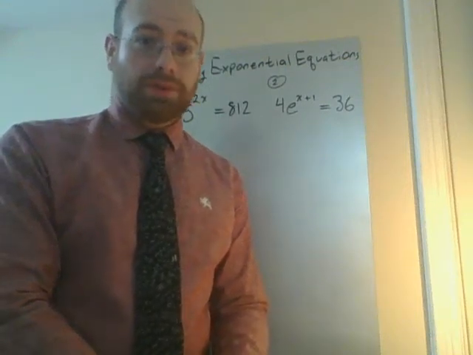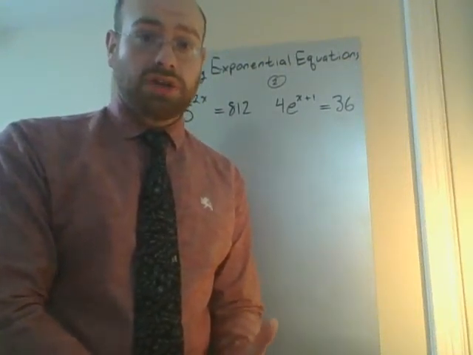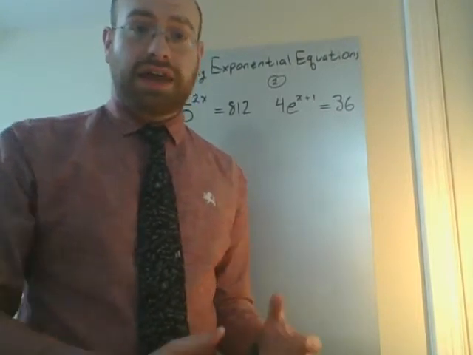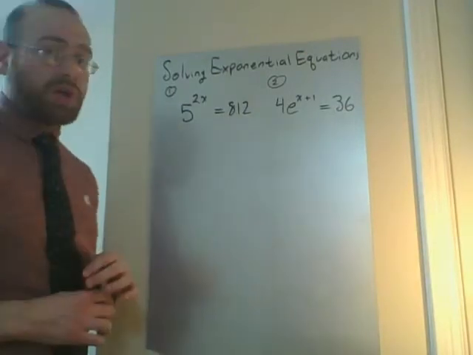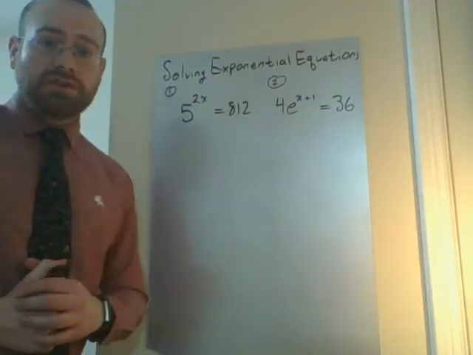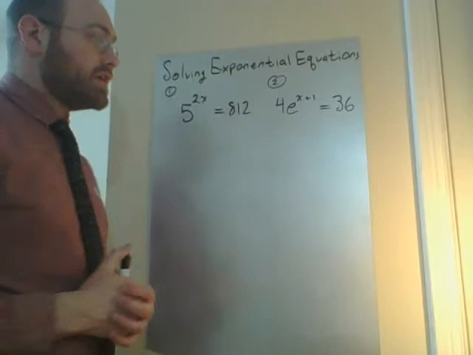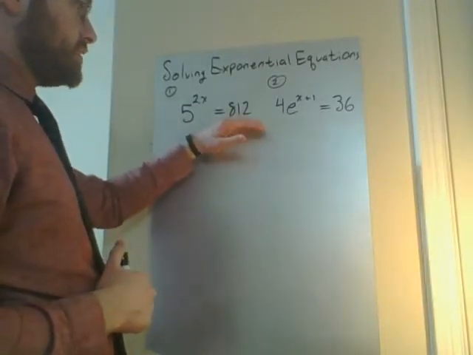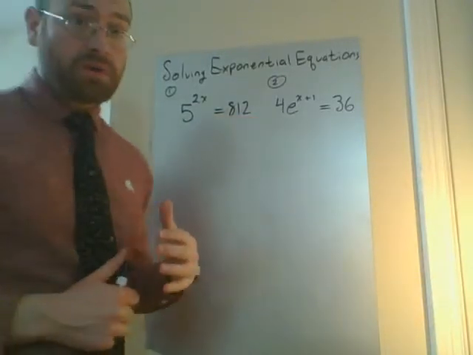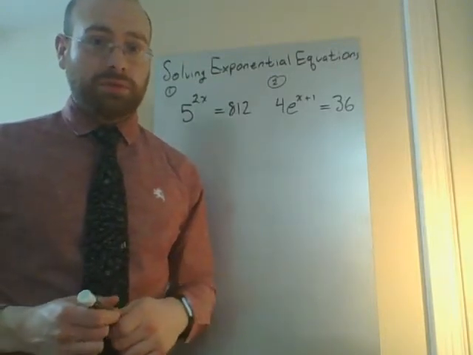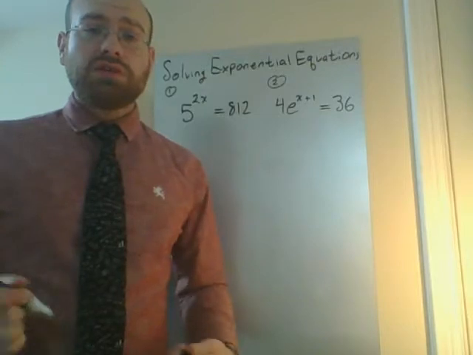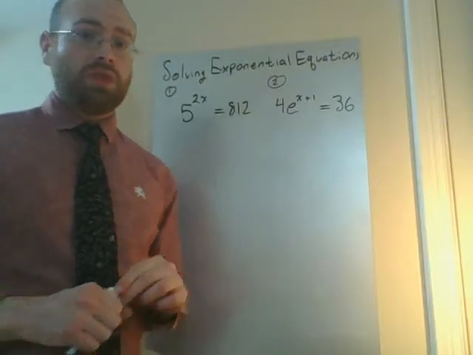We are going to do a couple examples of solving exponential equations that do not have common bases. So if we look at example 1, we have the equation 5 to the power of 2x equals 812. Now, 812 is not a power of 5, so we can't cancel our bases like we've done in previous examples. Instead, we need to convert to logarithmic form.